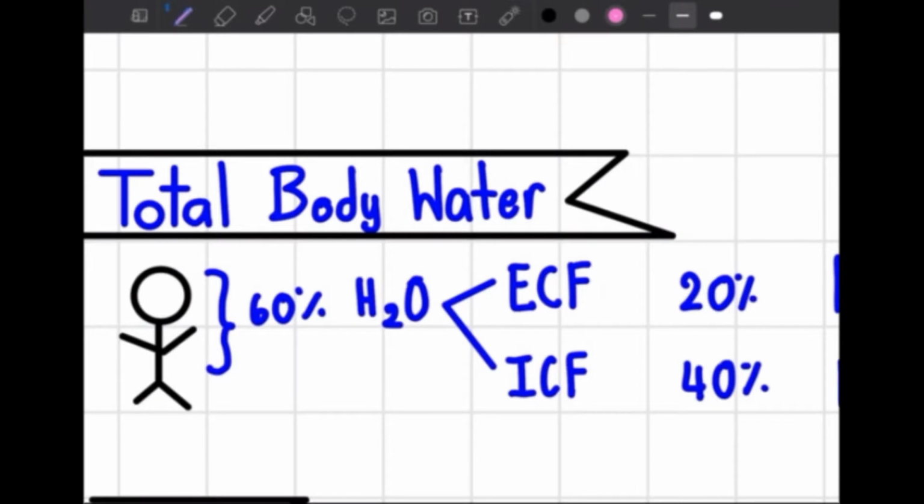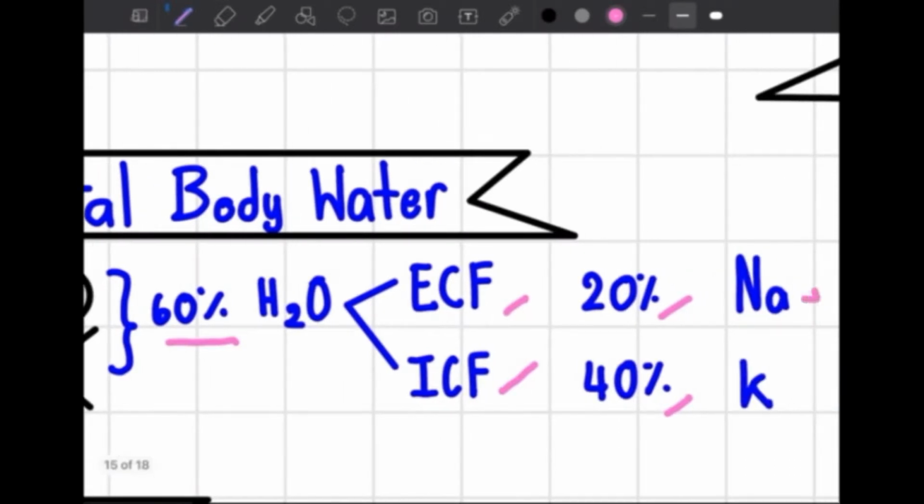If you could recall, our body is comprised of 60% water, and the water is divided into two compartments, which are the extracellular fluid and the intracellular fluid, which also have a different ratio. It's 20% for the ECF and 40% for the ICF. And of course, they also have their dominant electrolytes, which is sodium in the ECF and potassium in the ICF. As we go through this video, please keep this basic in mind so that it's easier to refer.